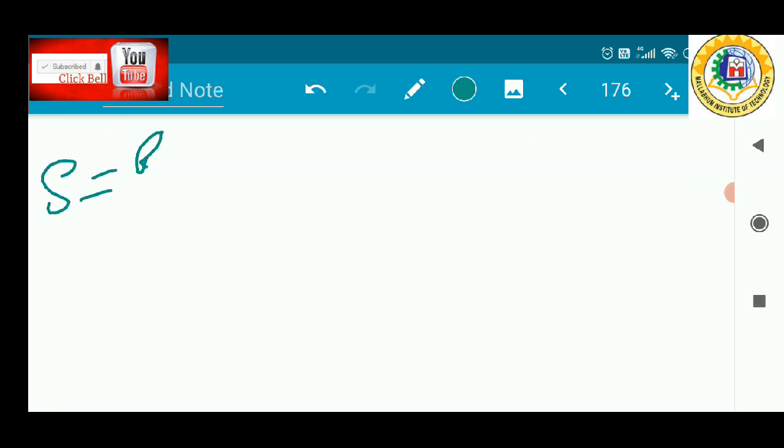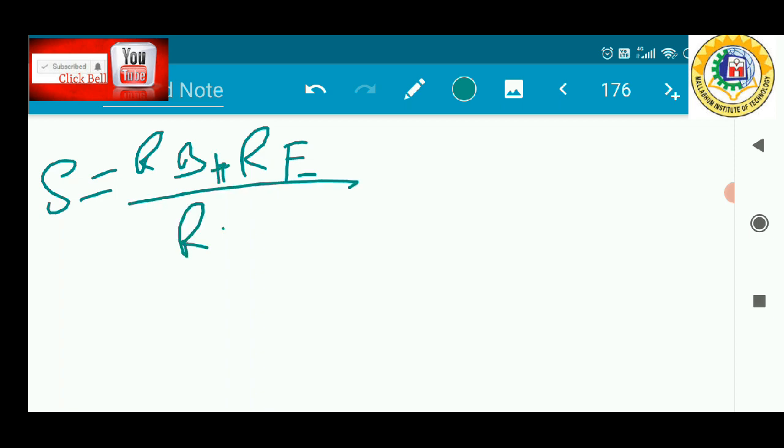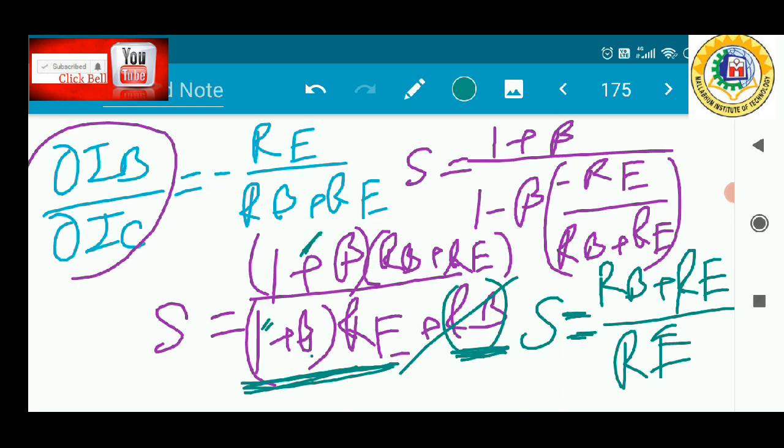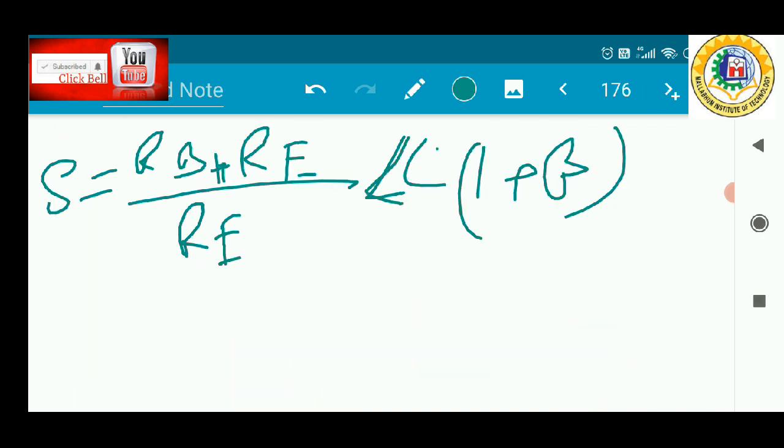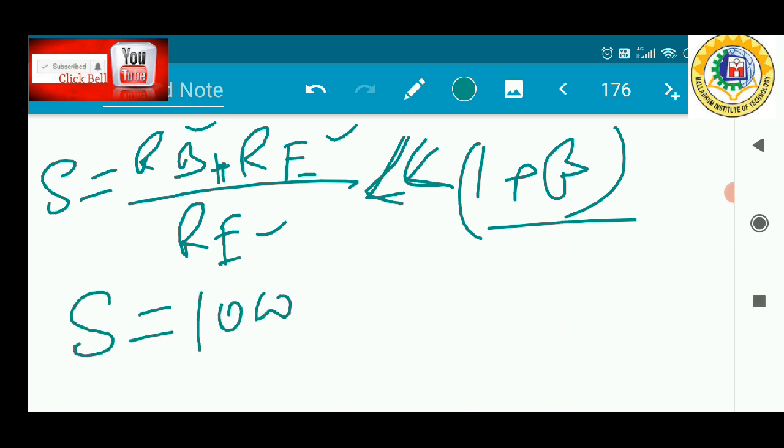Now this term, RB plus RE divided by RE, is much less than 1 plus beta. If you calculate all this on your own, the final result is S equal to RB plus RE divided by RE, and this is much less than 1 plus beta, which we got in the previous case. Just put in the values and you will get a much smaller value than 1 plus beta. So you can say that in this circuit S is very low compared to the previous circuit.